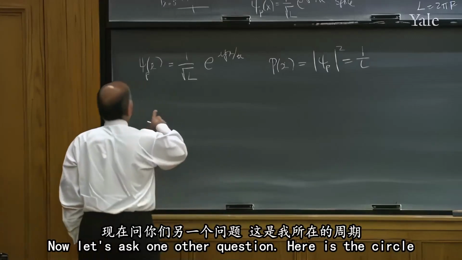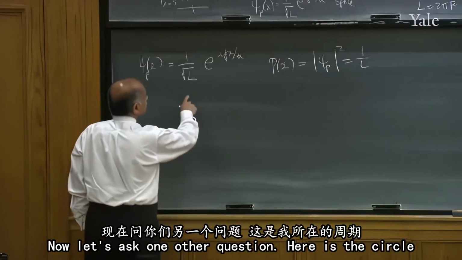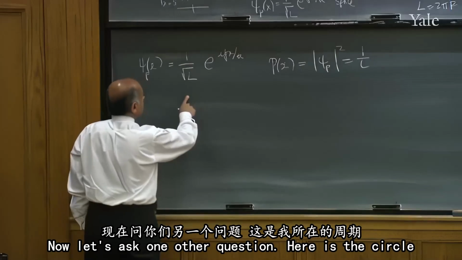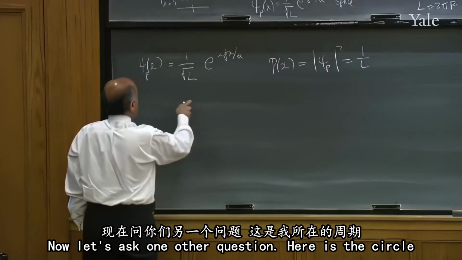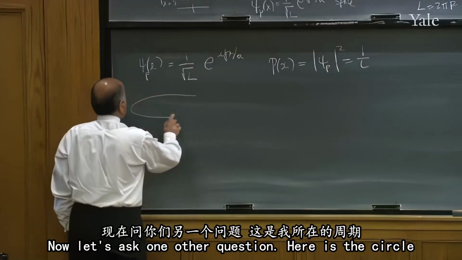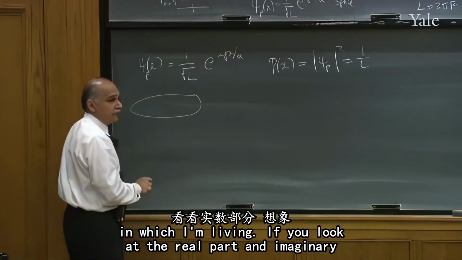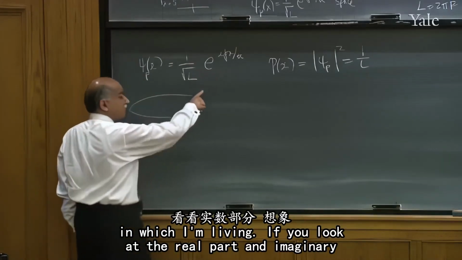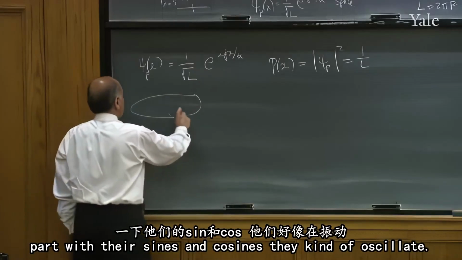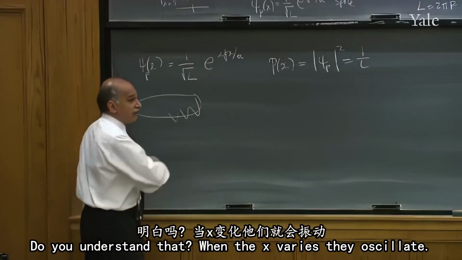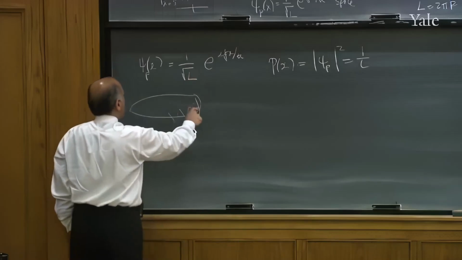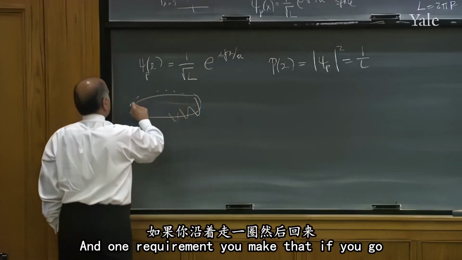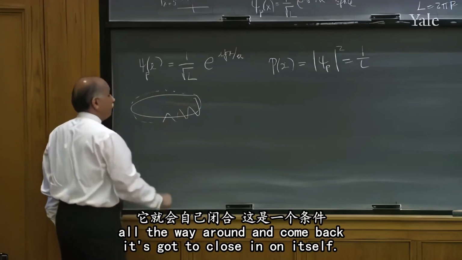Okay. Now, let's ask one other question. Here is the circle in which I'm living. If you look at the real part and imaginary part, which are sines and cosines, they're oscillating. Do you understand that? When x varies, they oscillate. And one requirement you make is that if you go all the way around and come back, it's got to close in on itself.